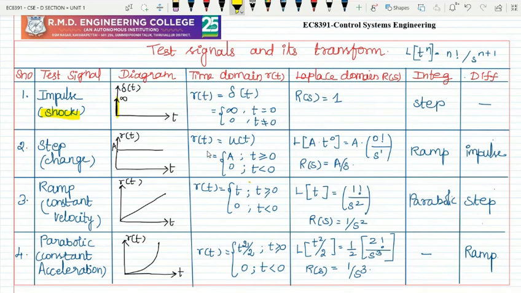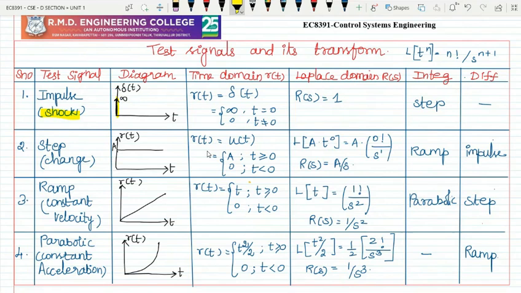Mostly this type of input we have seen in mechanics. The second type is the step signal. It is what we call a sudden change in the signal. The third signal is a ramp, and the fourth is a parabolic, also called constant acceleration. The graph is always drawn with the input signal versus time. We have to represent the signals in terms of the time domain.